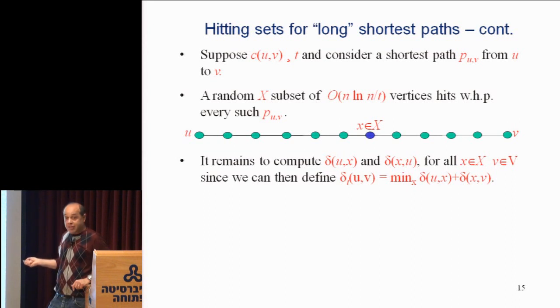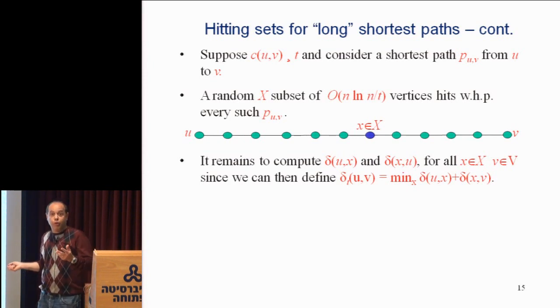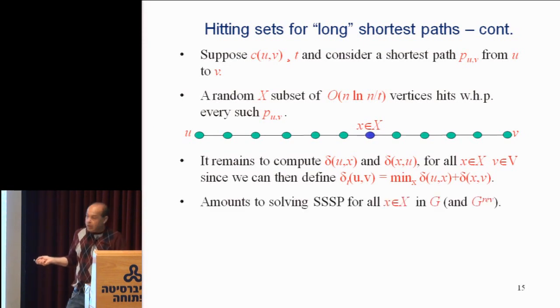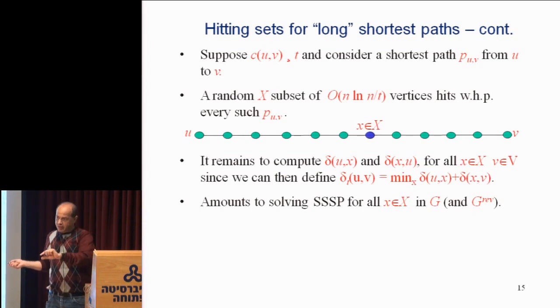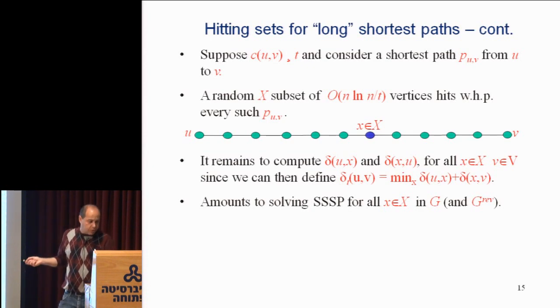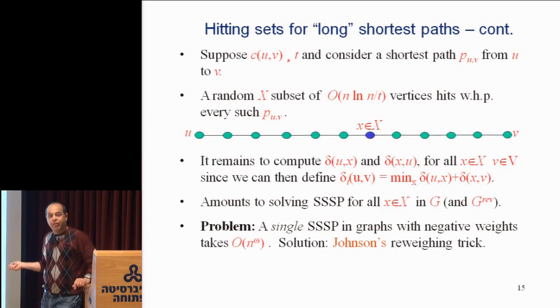Because delta UV is just the sum of delta UX plus delta XV. And since x is in my sample, I already computed delta UX and delta XV, so I just need to take the minimum over all vertices in my sample. So I reduce to the problem of computing single source for every vertex in my sample. And also in the reverse graph, right? Single destination is just like single source in the graph where you reverse the direction of the edges. But there's a catch. The graph has negative edge weights. You don't want to apply single source for every vertex in your sample separately. That would be costly because you do it in a graph with negative edge weights.